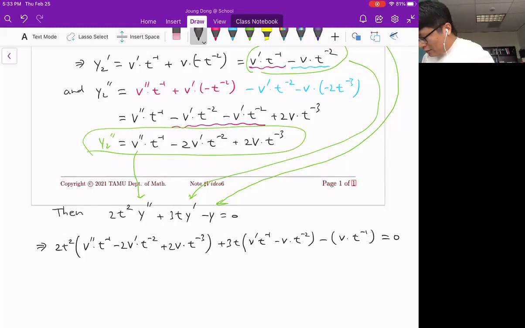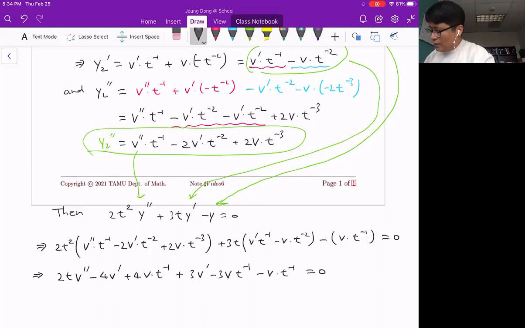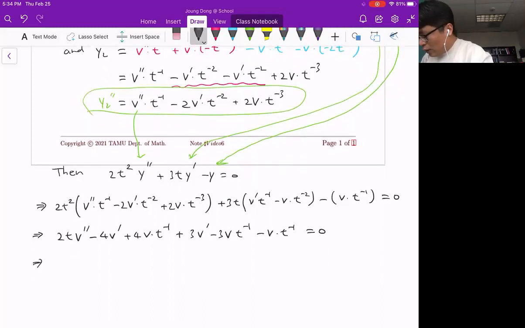So let me simplify, distribution and cleanup, which is 2t squared times t to the minus 1 is 2t v double prime. And t squared and t to the minus 2 cancel out, and negative 4 v prime. And then plus 4 v, and we have t squared and t to the minus 3, which is t to the minus 1 now. And second part, distribution again, and 3 v prime, and minus 3 v t to the minus 1, and minus v t to the minus 1 equals 0. Simplify one more time. And we have only one v double prime term. Write again.